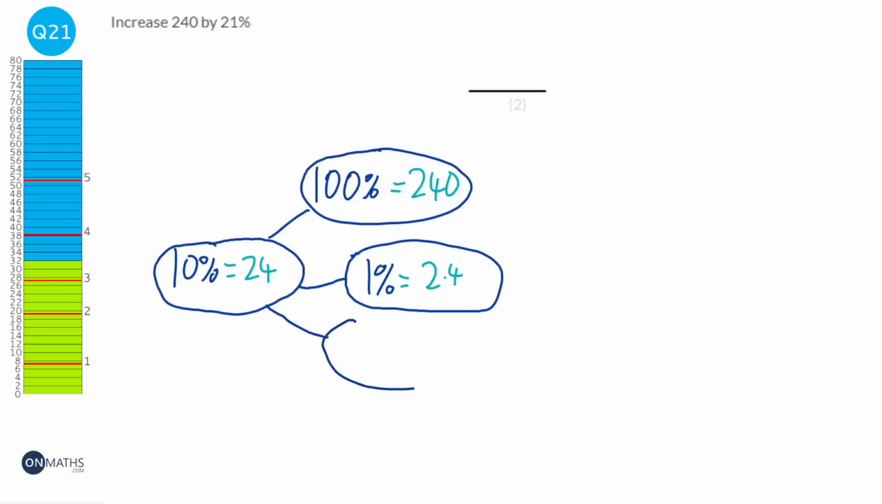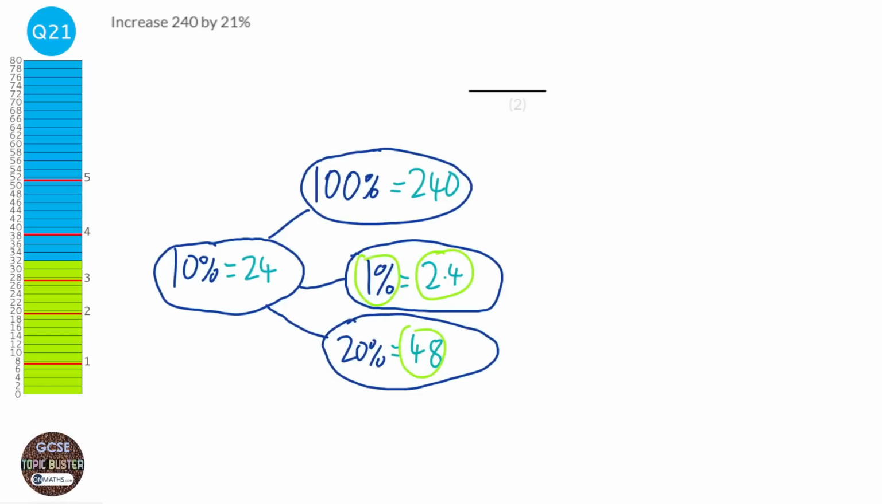And then we need to find out what 20% is. And 20%, we just double the 10%, so it would be 4.8. And so 21% is this plus this, because 1 plus 20 is 21. So we add these together, so 2.4 plus 4.8. Probably don't need to do this formally. Probably do this in our heads.